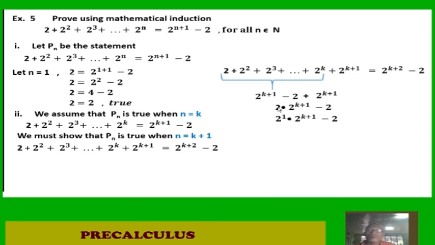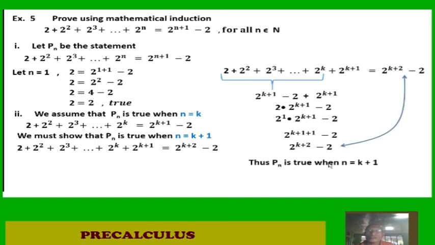Or 2 to the first power times 2 to the k plus 1. Multiplying the same base, we add the exponents. So k plus 1 plus 1 gives 2 to the k plus 2, which is equal to the right side of the statement. So thus P of n is true when n is equal to k plus 1. Therefore, by the principle of mathematical induction, P of n is true.